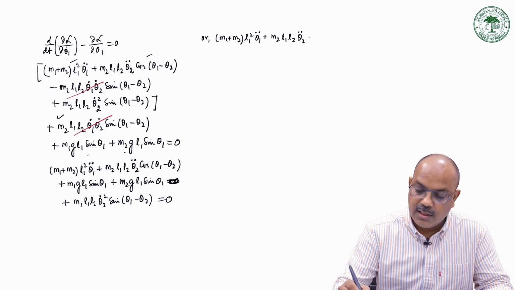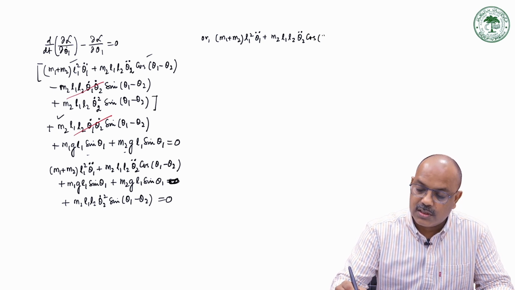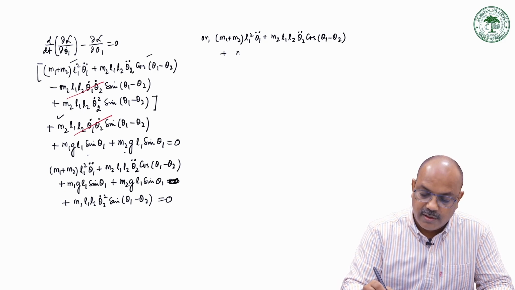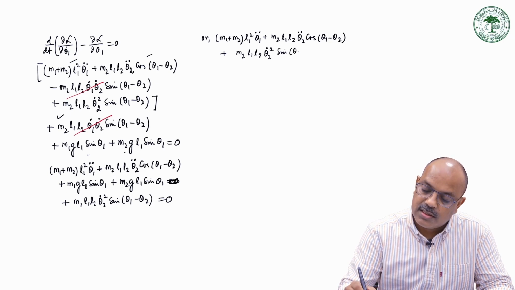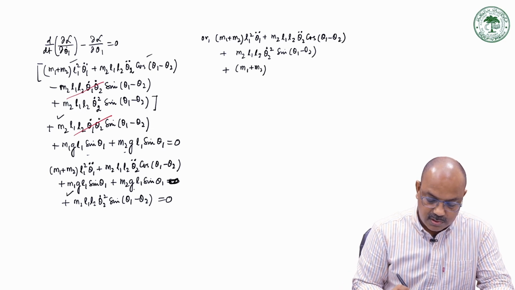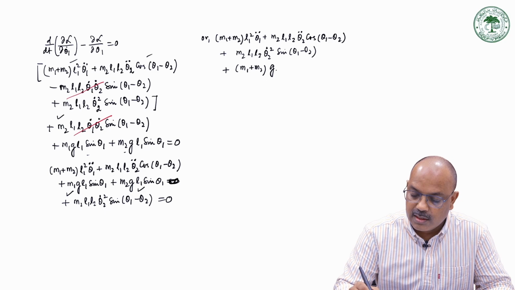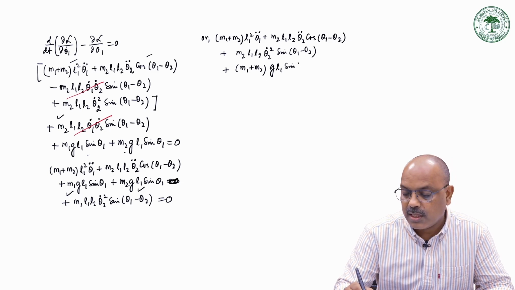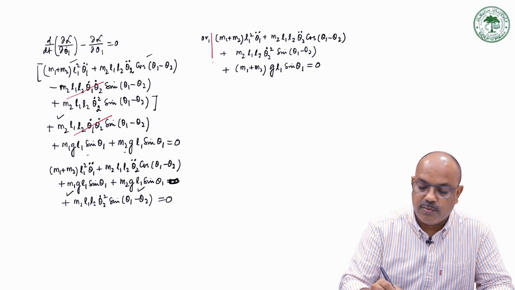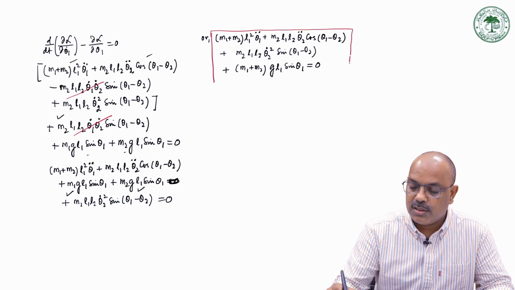So m2 L1 L2 theta 2 double dot cos(theta 1 minus theta 2), plus m2 L1 L2 theta 2 dot square sine(theta 1 minus theta 2), and plus I can write (m1 plus m2) g L1 sine theta 1 is equal to 0. So this is the equation of motion corresponding to theta 1.